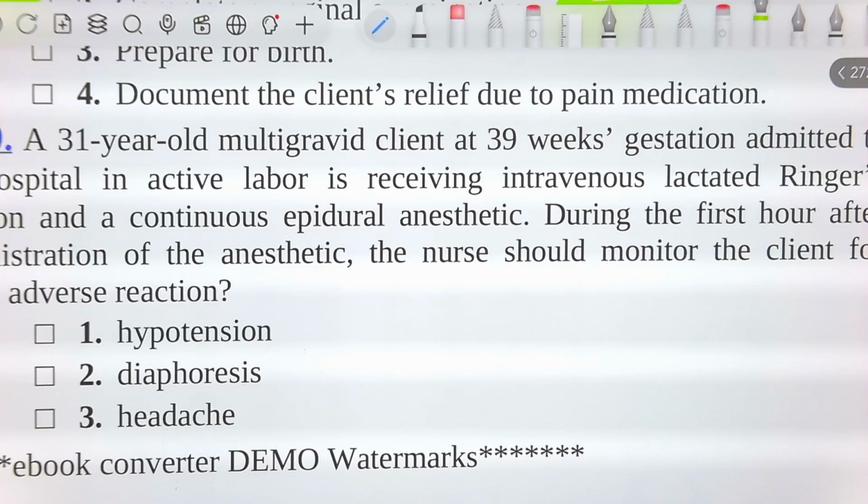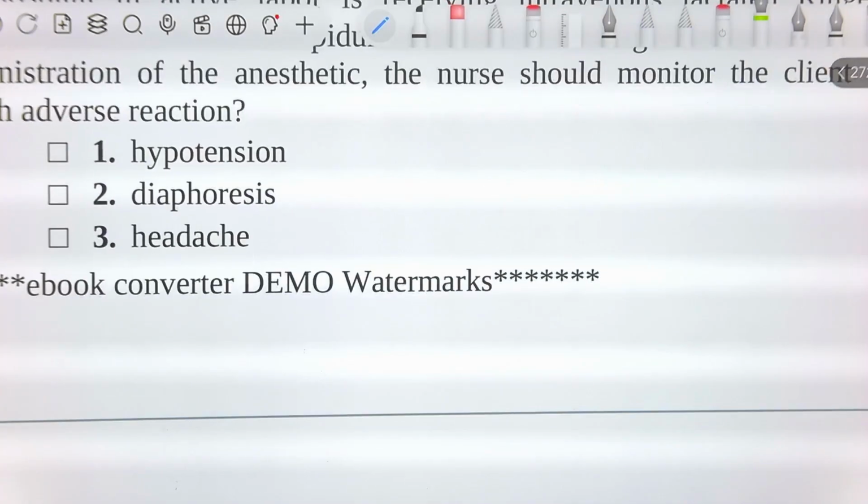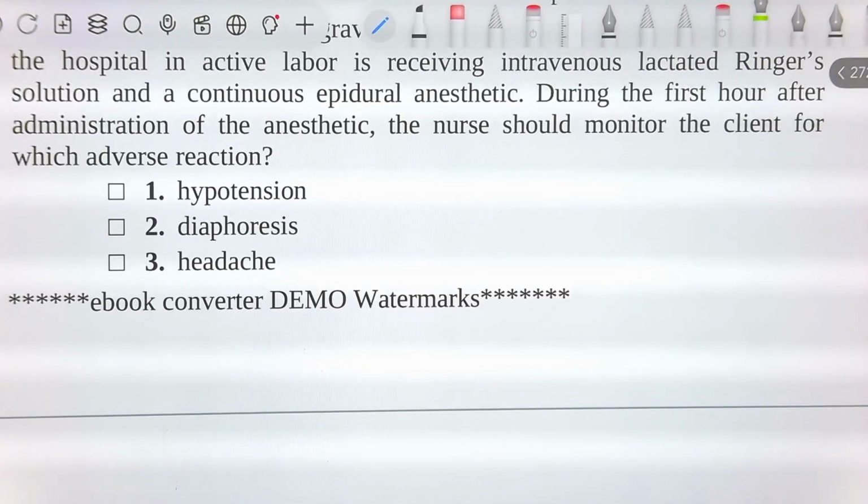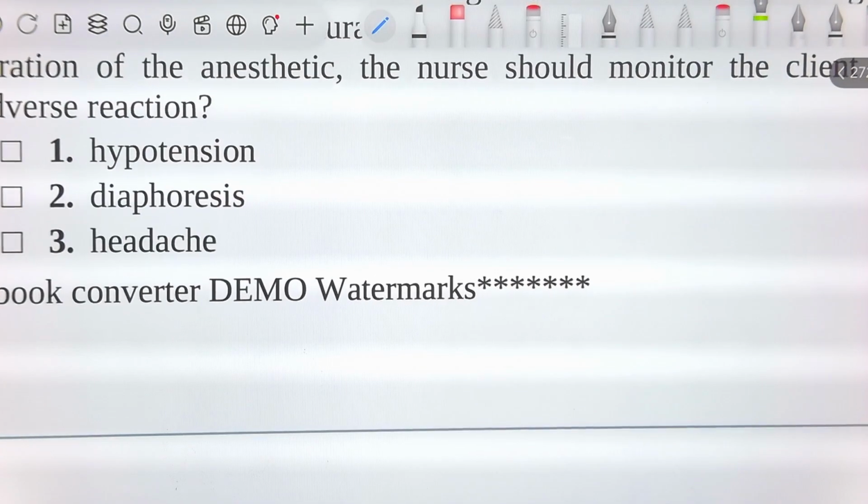Now let's read the next question. A 31-year-old multigravid client at 39 weeks of gestation admitted to the hospital in active labor is receiving intravenous Ringer lactate solution and continuous epidural anesthesia. During the first hour after administration of anesthesia, the nurse should monitor the client for which adverse effect? Read all the options. What can be the adverse effect of anesthesia? So anesthesia पेन रिडक्शन के लिए देते हैं जो कि vasodilation भी कर सकता है, that can result in hypotension.